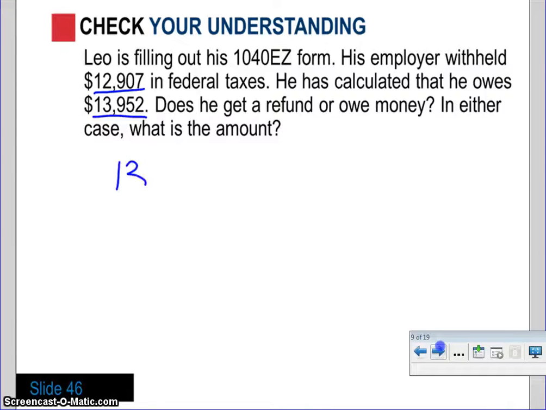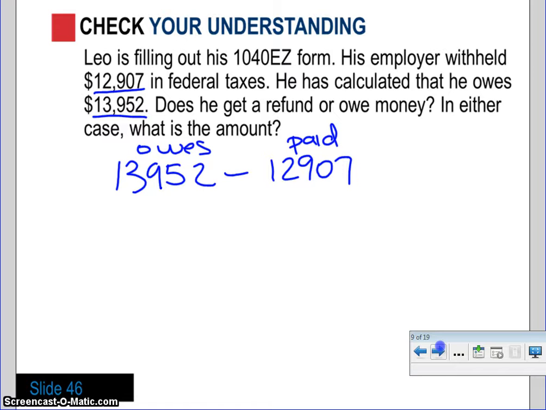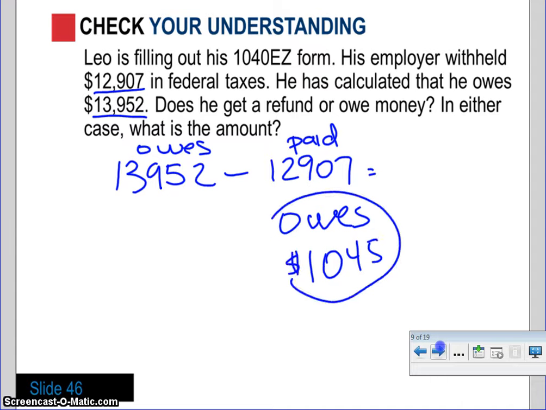Okay, so we know that he owes $13,952. And then he paid $12,907. So he did not pay enough. He paid less than what he needed to, so he owes the difference, which is $1,045.